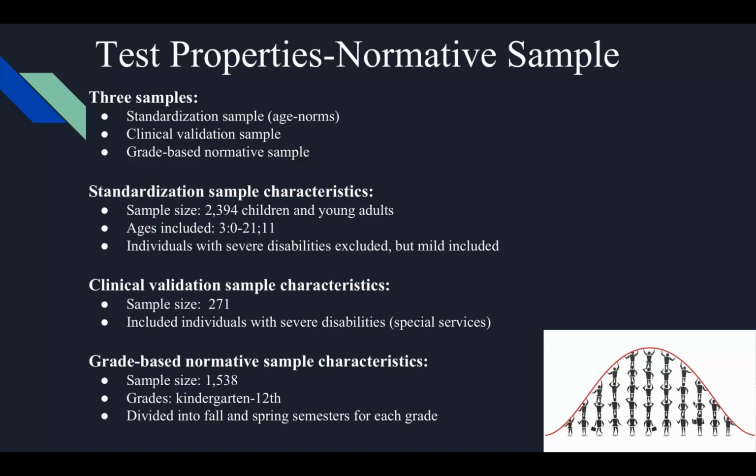The clinical validation sample included 271 individuals with severe disabilities who were receiving special services. The grade-based normative sample included 1,538 students in kindergarten through 12th grade who were tested in both fall and spring semesters.